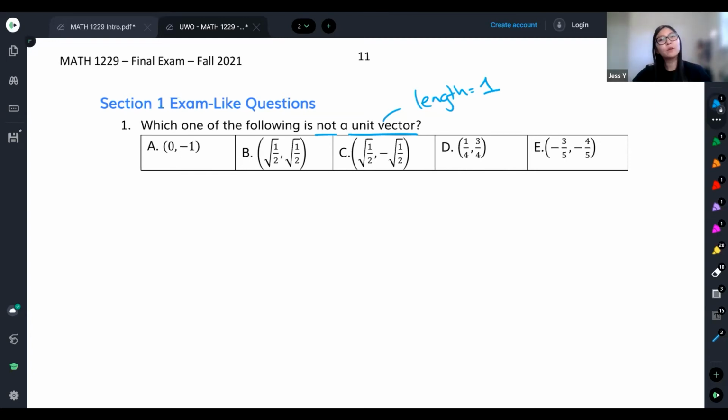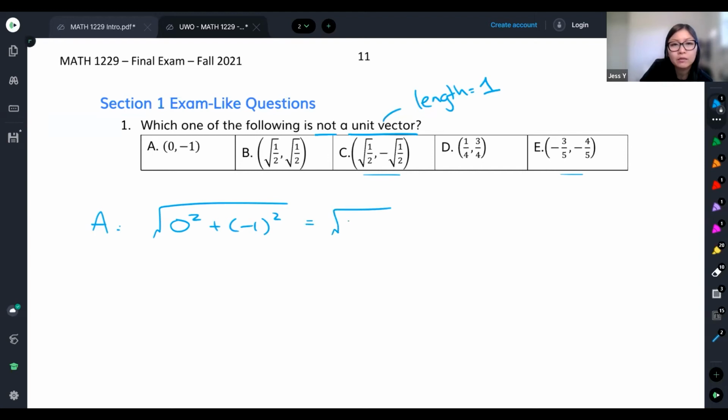Thank you everyone for voting. We have two competing answers here. Some people are saying that it's C, some people are saying that it's E. Let's check together, okay? Remember, to find the length, we need to square each number and then add them up. So in A, we're going to get 0 squared plus (-1) squared, and then the square root of that. So that's the square root of 0 plus 1. Square root of 1 is 1. So this one does have length of 1, so it can't be answer A.